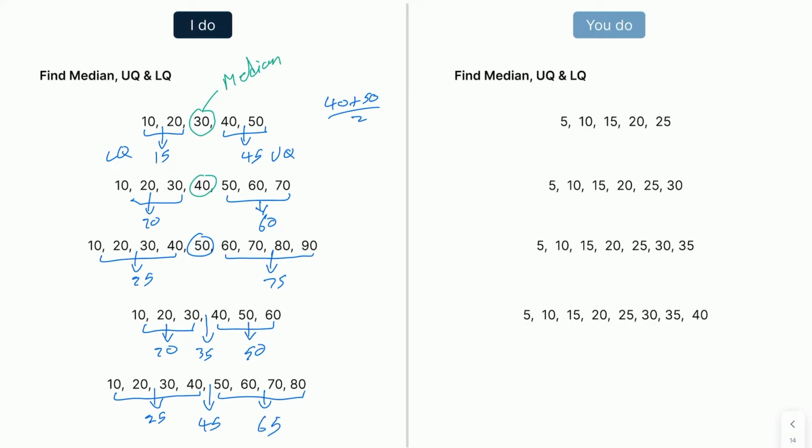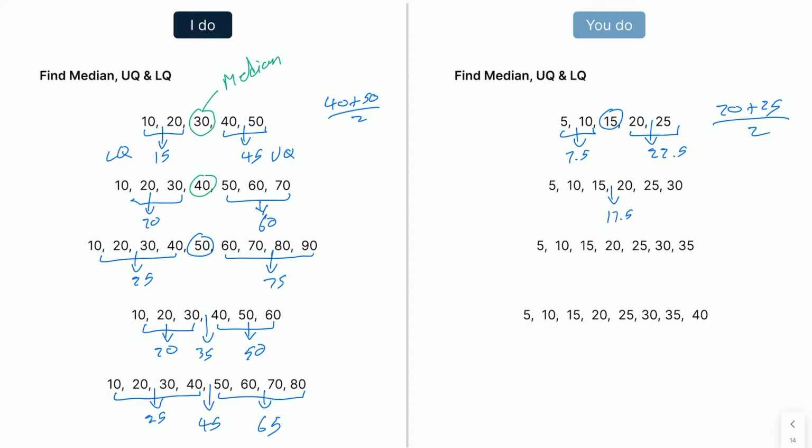Now press pause and have a go at the example on the right. When you're ready, press play for the answers. So the first one, nice and straightforward. The median is 15. Now the upper quartile is whatever's left over on the right. So the middle of it, so the middle of these 2, that's 22.5. Again, you can do 20 plus 25, divide that by 2, okay? And then the lower quartile here is going to be 7.5. Moving on, for the next one, the middle is what's in the middle here.